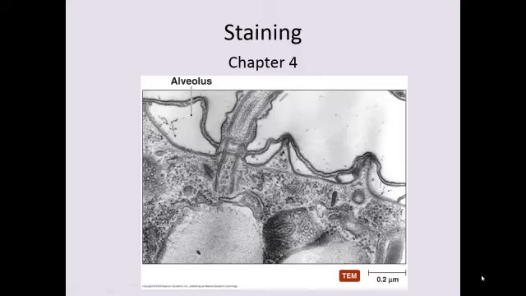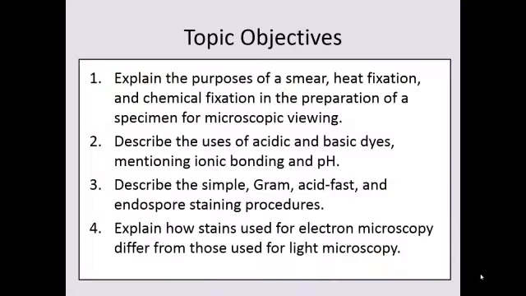Chapter 4, Staining. The learning objectives for this topic are: explain the purposes of a smear, heat fixation, and chemical fixation in the preparation of a specimen for microscopic viewing. Describe the uses of acidic and basic dyes, mentioning ionic bonding and pH. Describe the simple, gram, acid-fast, and endospore staining procedures. Explain how stains used for electron microscopy differ from those used for light microscopy.